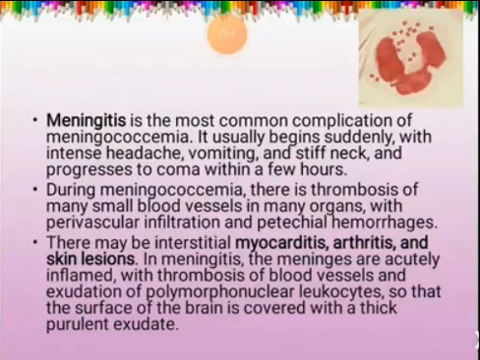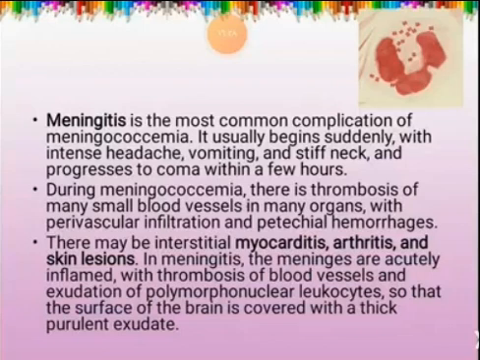So there will be either bacteremia or meningitis, which is the most common complication of meningococcemia, and it usually begins suddenly with intense headache, vomiting, and stiff neck, and progresses to coma within a few hours. During meningococcemia, there is thrombosis of many small blood vessels in many organs, with perivascular infiltration and petechial hemorrhage. There may be interstitial myocarditis, arthritis, and skin lesions.